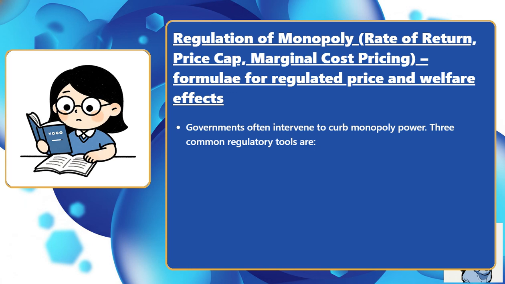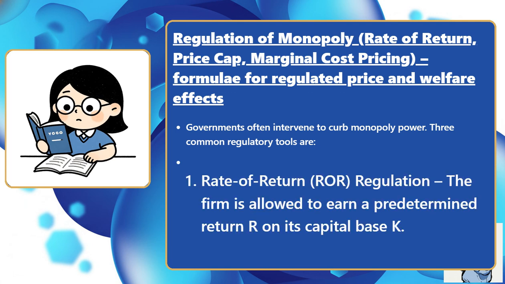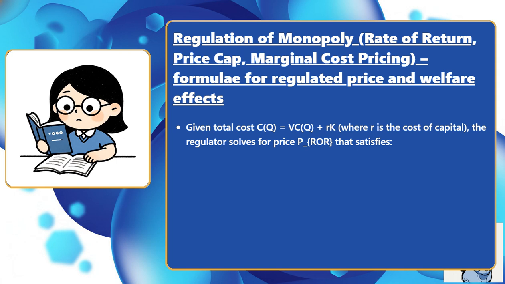Governments often intervene to curb monopoly power. Three common regulatory tools are: 1. Rate of return regulation. The firm is allowed to earn a predetermined return R on its capital base K. Π = R × K. Given total cost C(Q) = VC(Q) + RK, where R is the cost of capital, the regulator solves for price P_ROR that satisfies (P_ROR - AVC(Q)) × Q = RK.